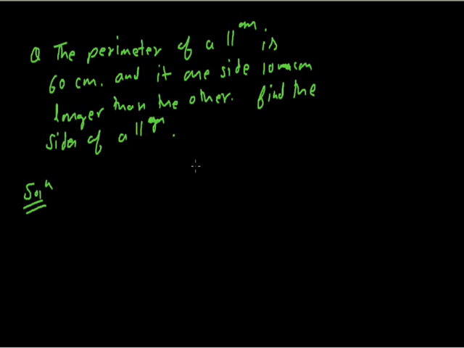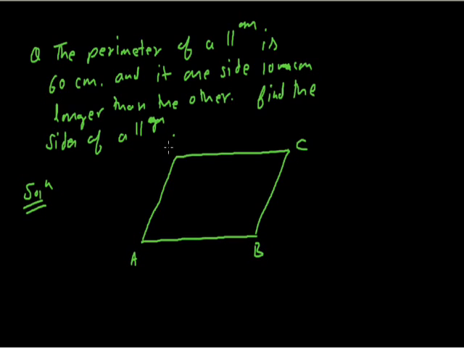Let's first draw the parallelogram. Let's say this is our parallelogram. So what is given? We have a parallelogram ABCD, and its perimeter is 60 centimeter, and it is also given that one side is 10 centimeter longer than the other.